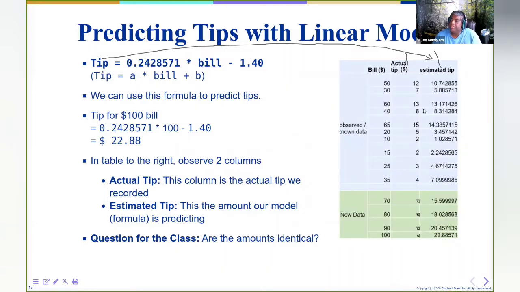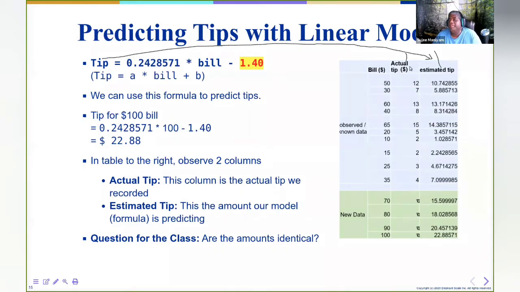Here's 13, 13, 8, 8. These are pretty close. But I have 12, here says 8, 7, 5. So the numbers are not exactly equal, but some of them are close. Some of them are a little far apart. So my goal here is to calculate the a and b, meaning these numbers, so I can get as close to the actual data as possible. Does that make sense, guys?